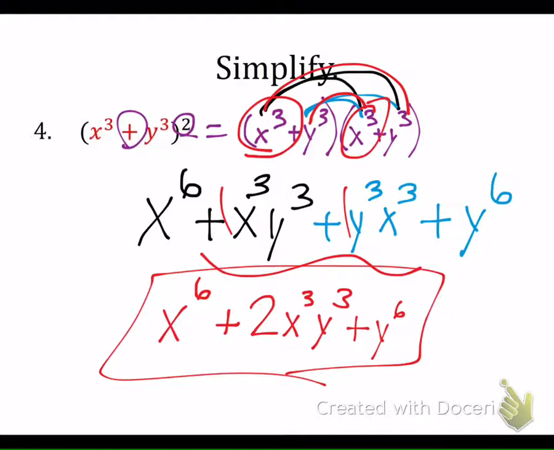Why couldn't we put 2y to the 3 then x to the 3? We typically just go in alphabetical order, so x, then y, typically, so that we all have a uniform way of writing it. All right, other questions on number 4? Hopefully the most painful problem of today's lesson.